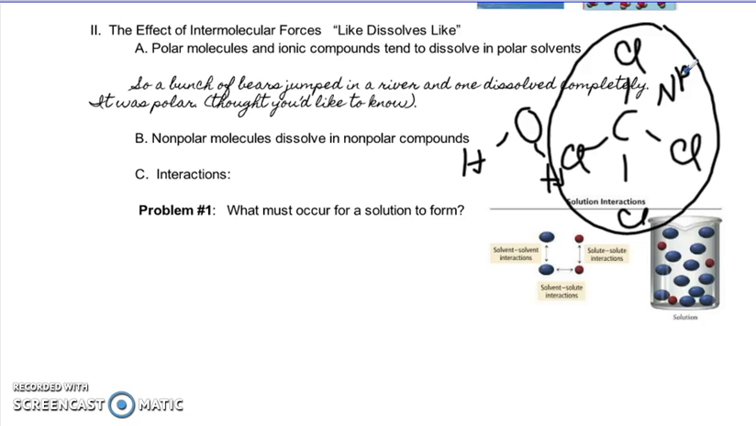There are things that have to occur for a solution to form. So remember, we have two things: we have the solute and we have the solvent.